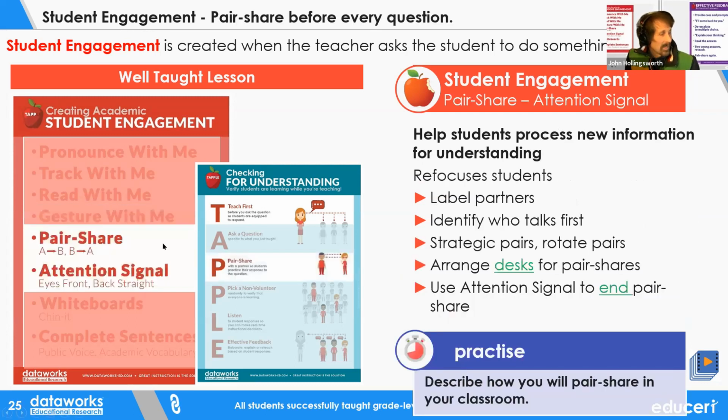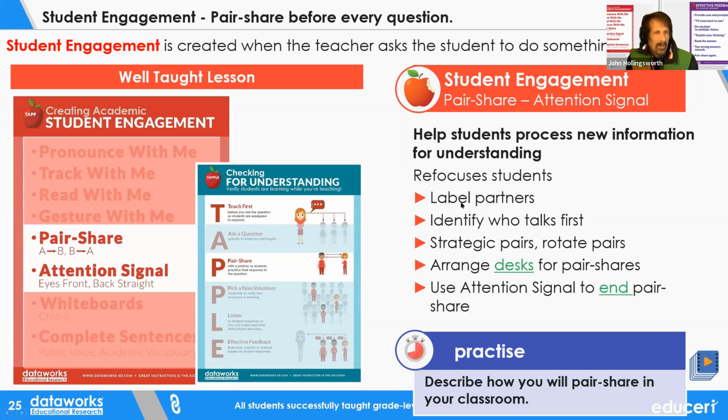Okay, let's look at the next one. We've got two strategies now. Let's read them together. Pair share, A to B, B to A, attention signal, eyes front, back straight. So you've seen us use pair shares several times today.